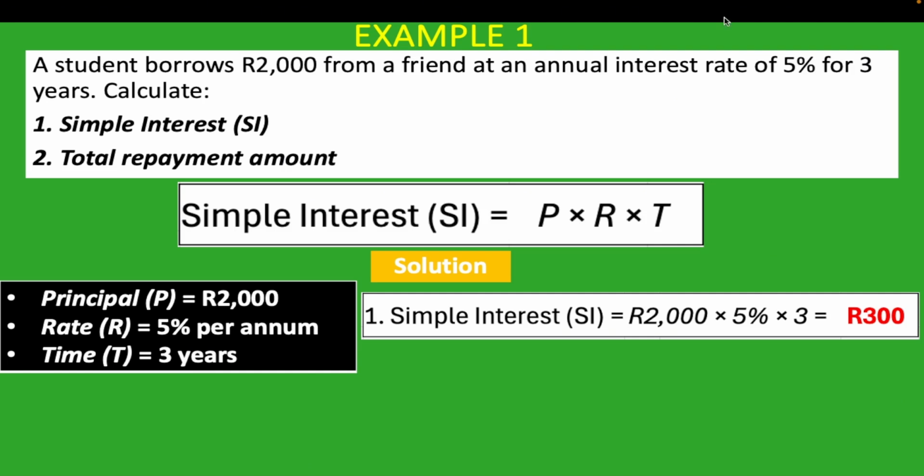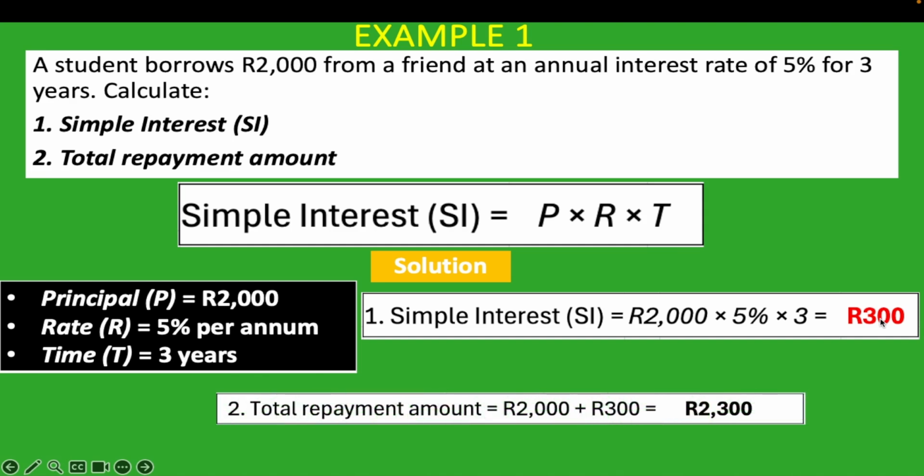And so we've already calculated number 1 of the required. What about number 2, the total repayment amount? How much will he have to hand over to his friend after 3 years? Well, that's going to be the 2,000 Rand plus the 300 Rand. Okay, that's the total repayment amount. And so he's going to pay back his friend 2,300 Rand. I hope you see how easy it is to apply the simple interest formula to calculate what the interest amount is for the duration of the loan or the borrowing in this case.